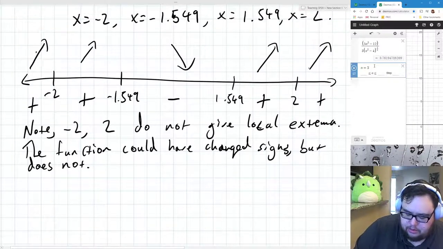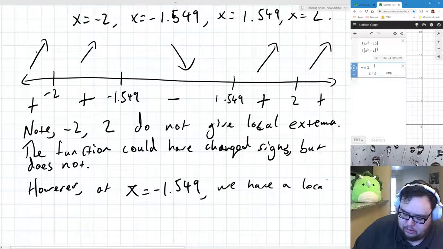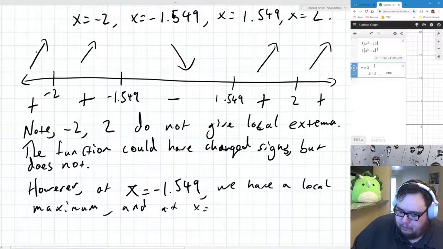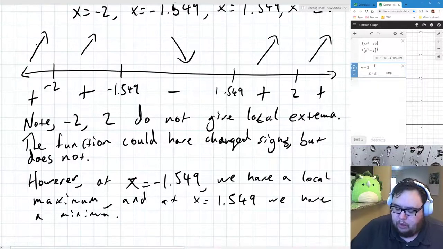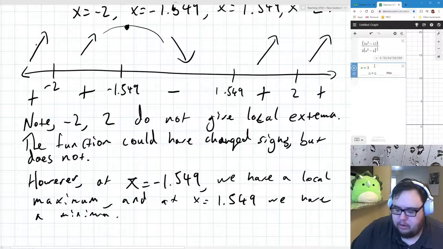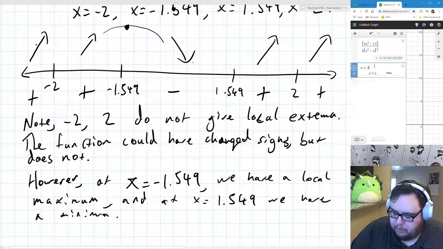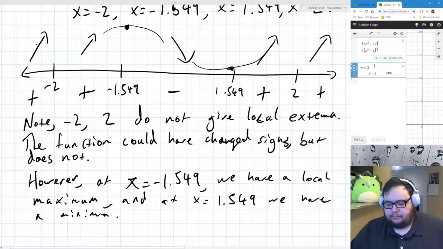However, at x equals negative 1.549, we have a max. And at x equals 1.549, we have a minimum. At negative 1.549, we go from increasing to decreasing, so we have to have a maximum there. At positive 1.549, we go from decreasing to increasing, so we should have a minimum.